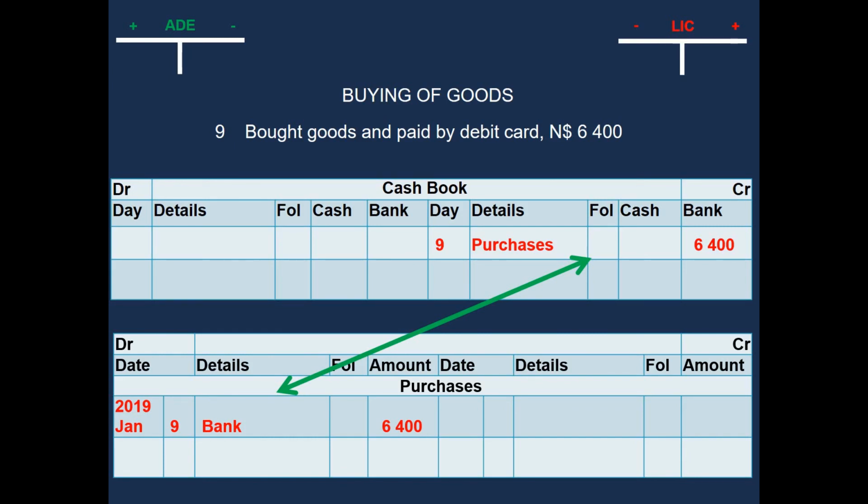Once again, take note of the descriptions. In the cash book you have purchases, and in the purchases account you have bank, because the 6,400 was entered in the bank column of the cash book.